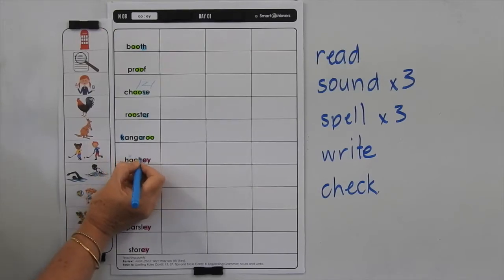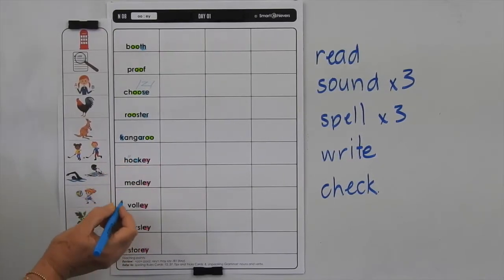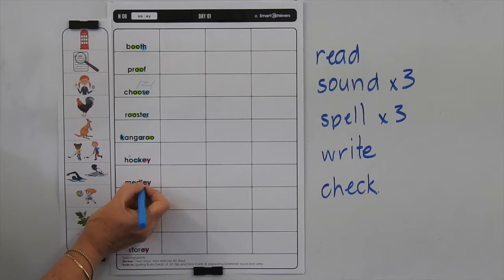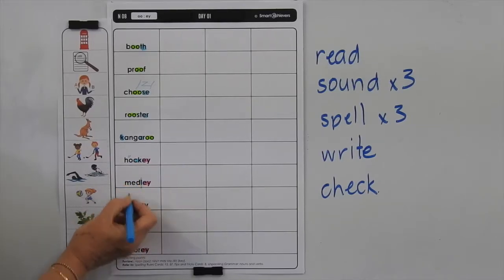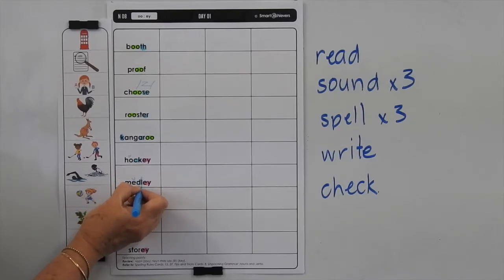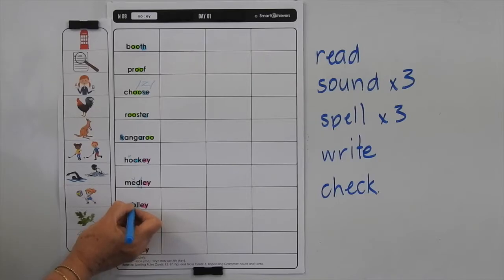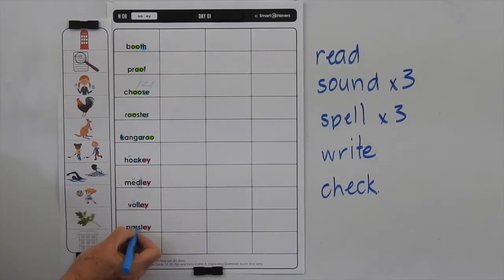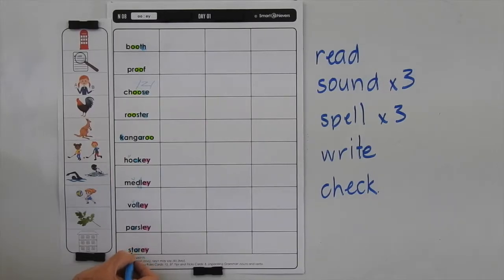Hockey, you've got a short vowel sound, so we're putting CK after the short vowel. Here, medley, you can split that word into 2 parts. Short vowel sound, close the syllable with consonant. Long vowel sound, leave it open. Volley, you've got a short vowel sound once again, so you've got the double L. Parsley, you've got a long R sound there in the AR. Story, you've got the OR sound, OR.